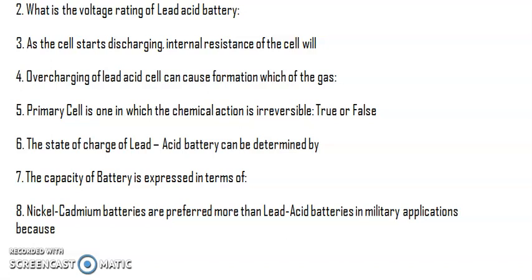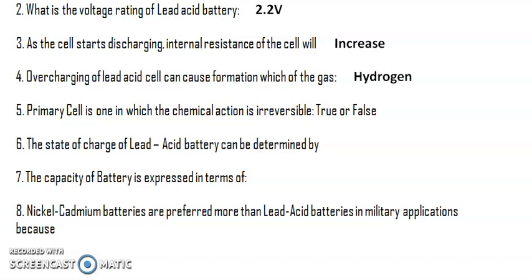What is the voltage rating of a lead acid battery? 2.2 volt. As the cell starts discharging, the internal resistance of the cell will increase. Overcharging of a lead acid cell can cause formation of which gas? Since we are dealing with hydrogen and oxygen, due to overcharging the production of hydrogen is more, so the answer is hydrogen.